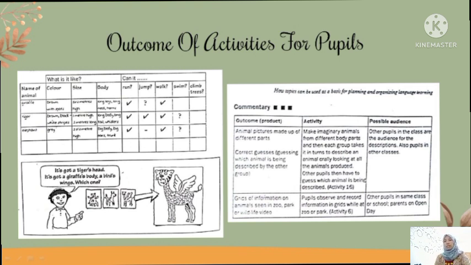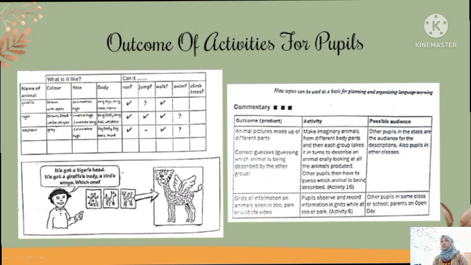And for the second picture, you can see a person describing a mix of animals. It says it's got a tiger's head. It's got a giraffe body. A bird's wings. Which one? And the answer is, as you can see here.